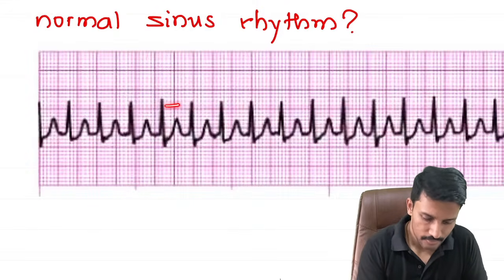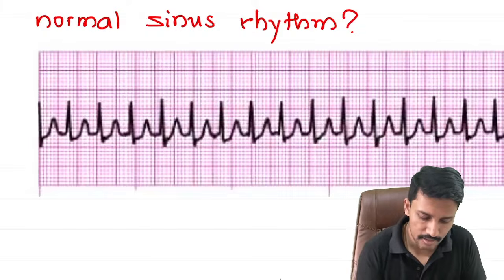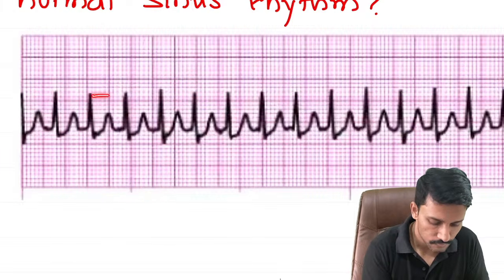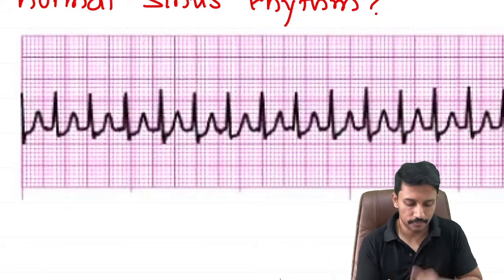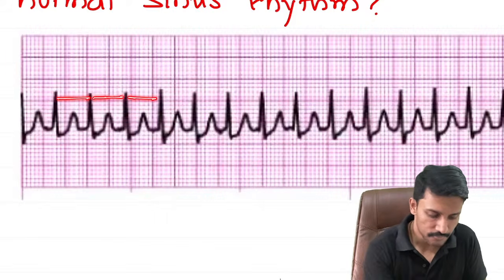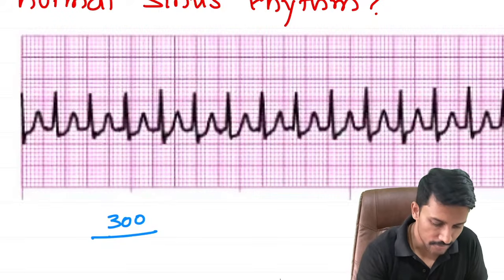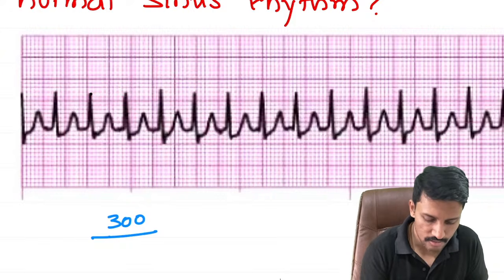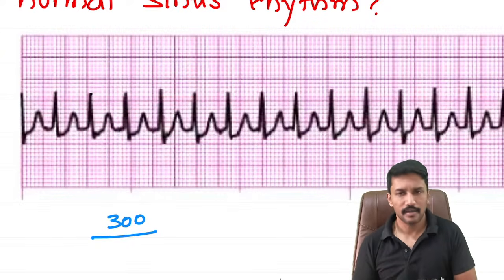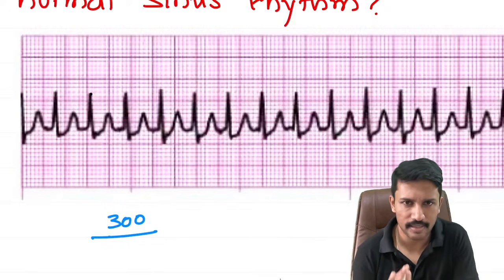But what about the rate? To call it normal sinus rhythm, the rate should be 60 to 100. So can anybody tell me what the heart rate is here? How do we calculate the heart rate? If the RR interval is regular, a quick calculation is 300 divided by the number of large boxes between two sequential R waves. So how many large boxes are there between two sequential R waves here? It is around 1.6, right? 1.6 or 1.5. Let us take it as 1.5.